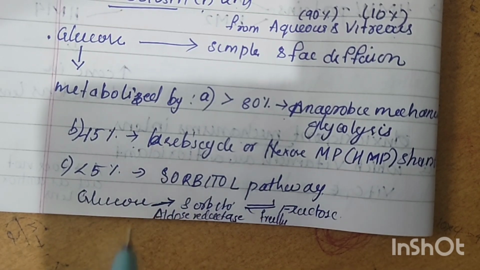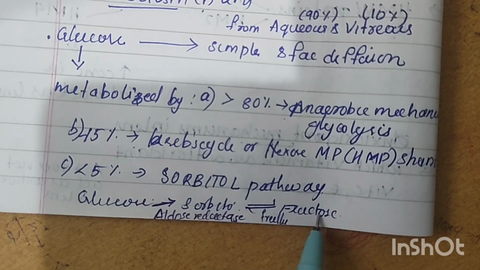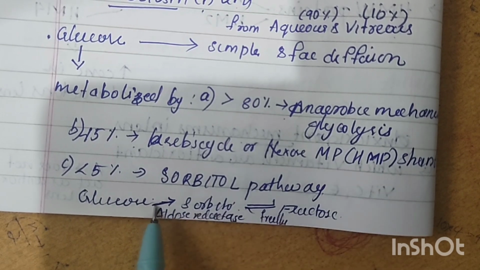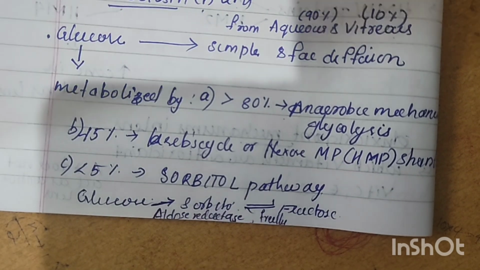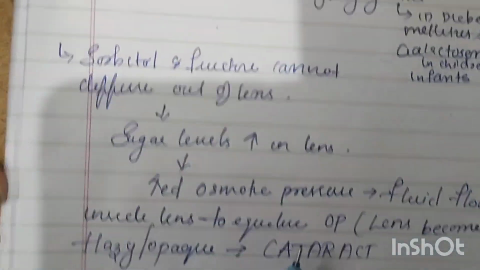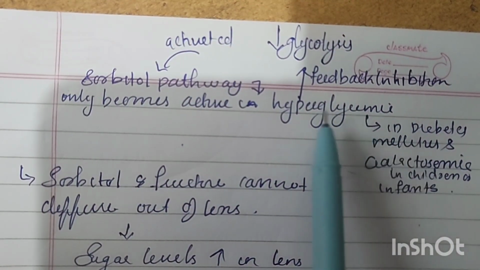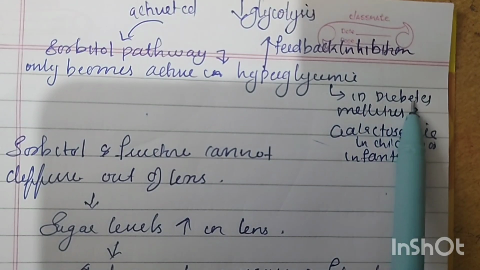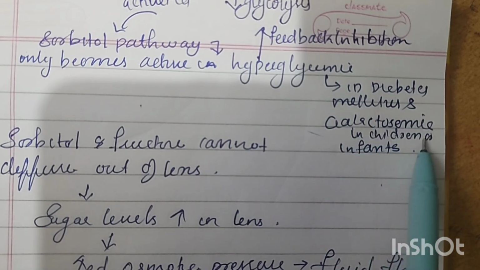How can we discuss the sorbitol pathway here? First, the glucose is converted to sorbitol by aldose reductase, and then sorbitol is freely converted to fructose. So the glucose is converted to two different sugar compounds, sorbitol and fructose. What is the importance of this pathway? It matters when a patient is hyperglycemic, during diabetes mellitus, or if the patient has galactosemia in children and infants.